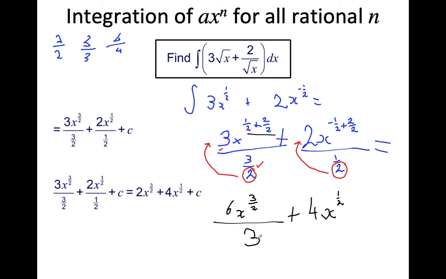Now the 6 divided by 3 is 2. So this is why we get our final answer as 2x to the power of 3 over 2 plus 4x to the power of half plus c.